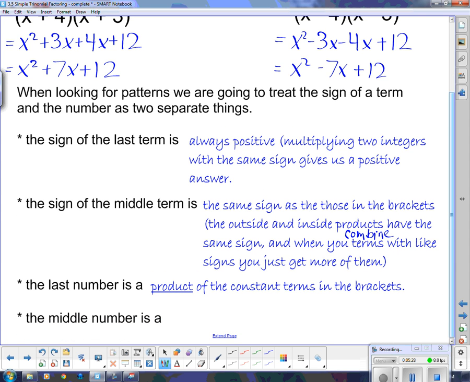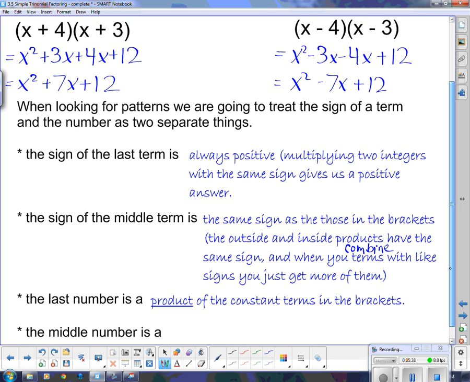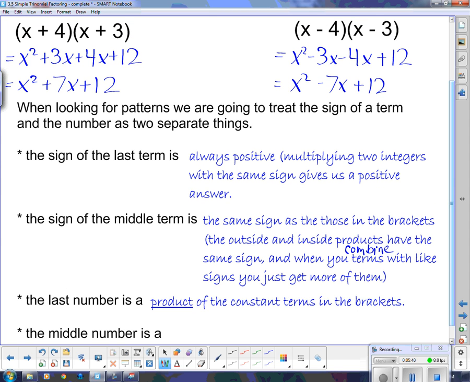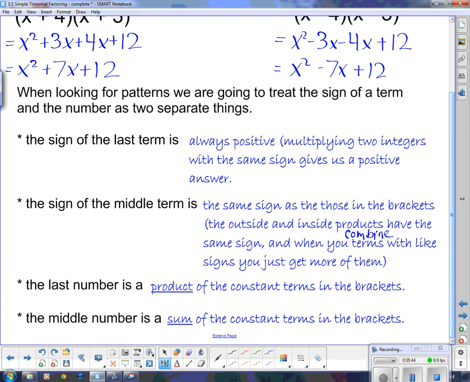Forget about whether it's positive or negative. We're just looking at the number part of it, and they both say 7. So the middle number is, how do we get that 7? That 7 came from the 4 and the 3, and it was the sum of the constant terms in the brackets. The reason for that is when we have two things with the same signs and we put them together, we get more of them, which is kind of like an addition.